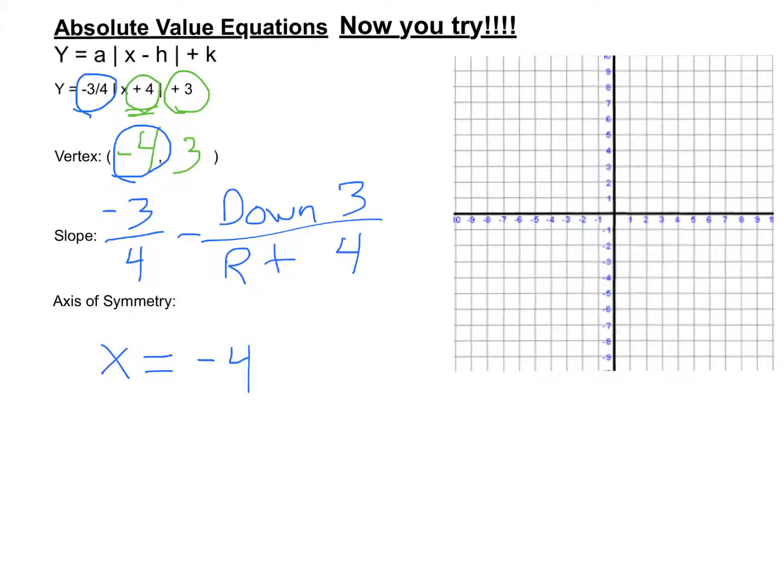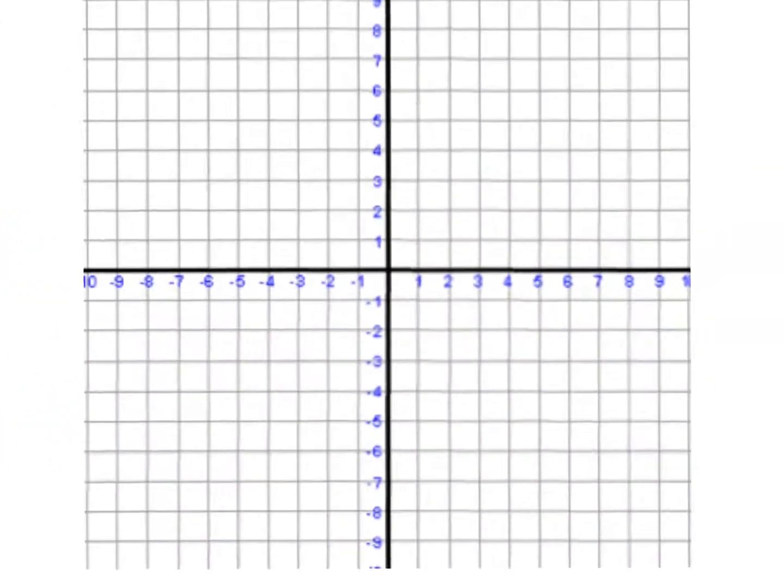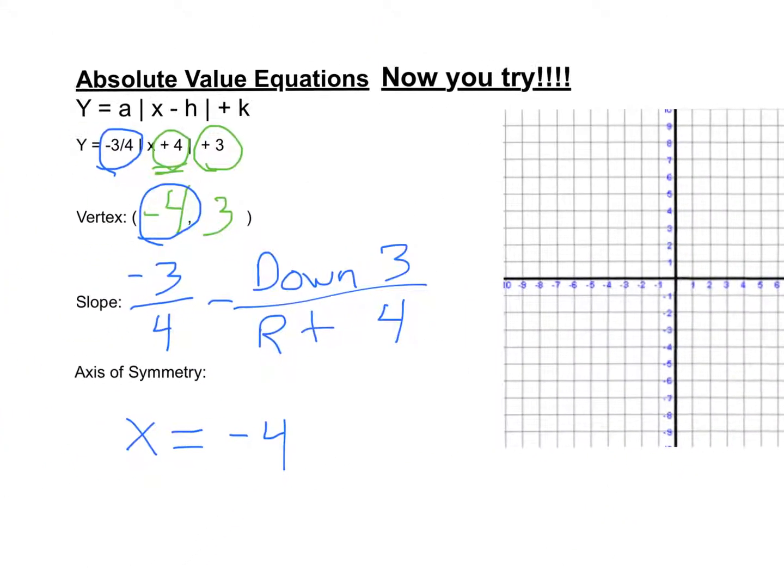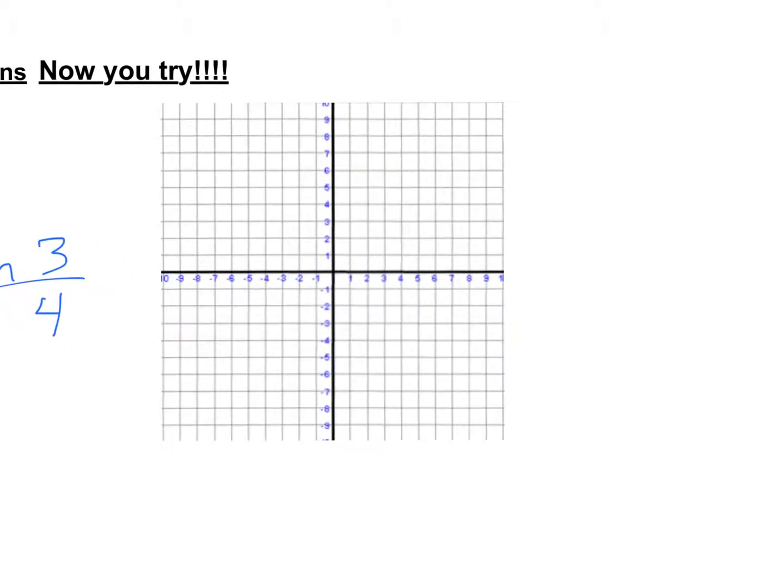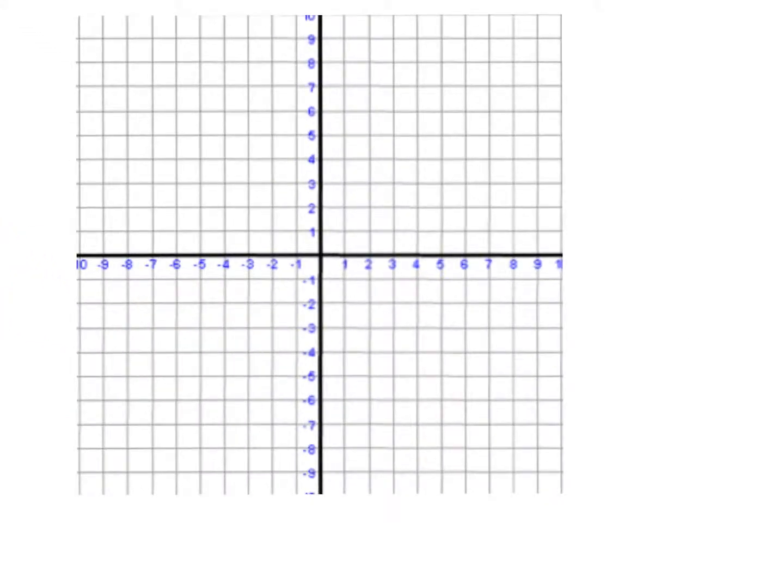All right, so let's start to graph this thing. Okay, so let's come over here and we'll blow this thing up. Now remember, our vertex was -4, 3. Okay, so let's go to -4, 3 right here.